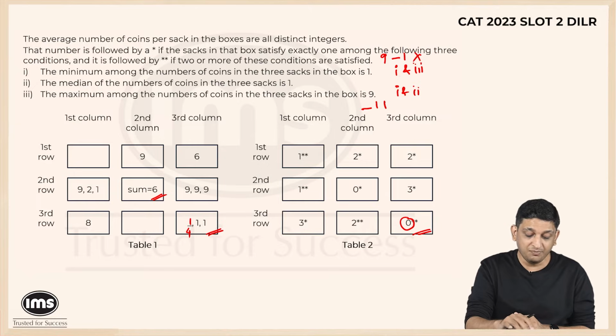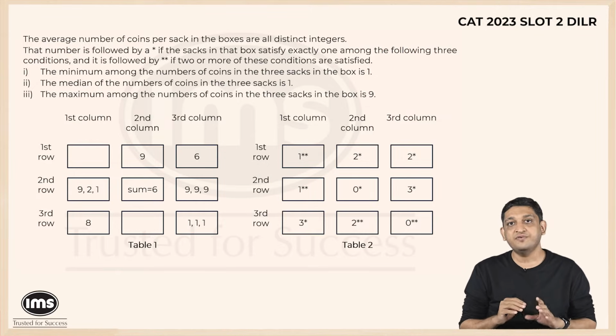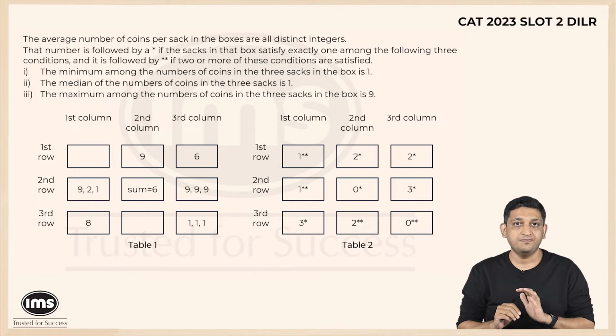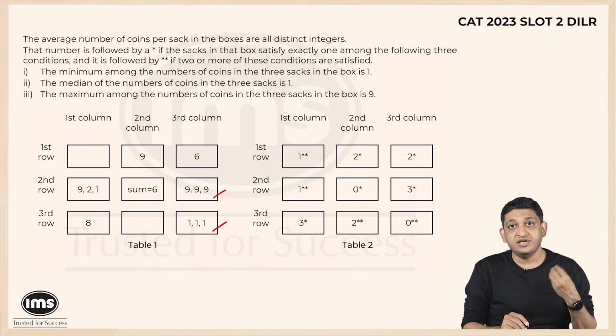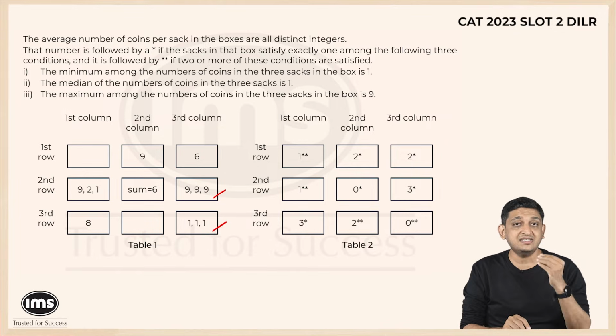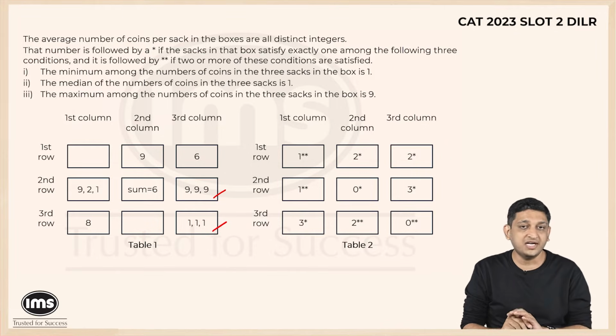So now we know that the bottom right box that we have will have a configuration of 1 1 1. Now we know that because this is 9 9 9 and this is 1 1 1, we have already accounted for 27 plus 3, that is 30. So 30 is what we have already accounted for.